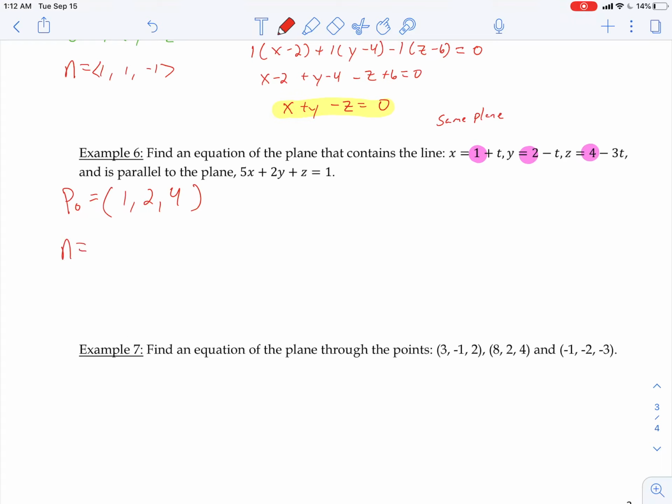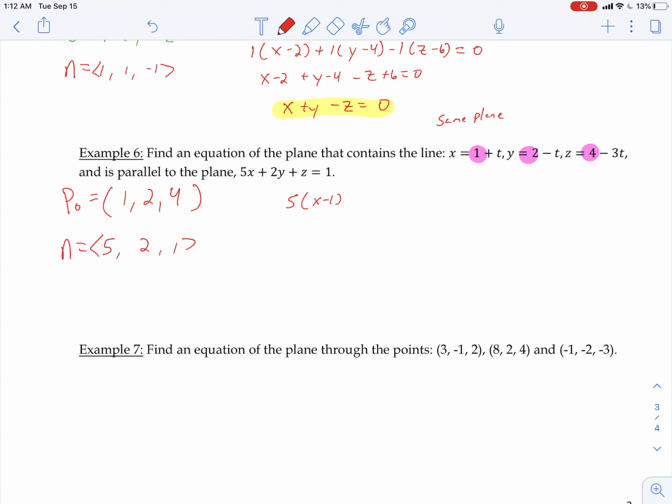So we're just taking all the constants of our equation, and it says that it's parallel to another plane. So we're going to do the same thing we did last time. We're going to find our normal vector based off of the plane that was given, because we're parallel to that, so it can have the same normal vector. So we have 5, 2, 1, and this is taken from, again, all the coefficients of that second equation of a plane.